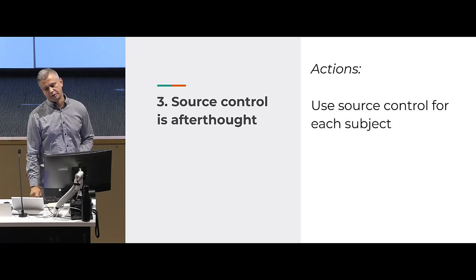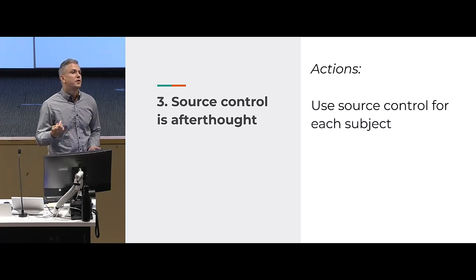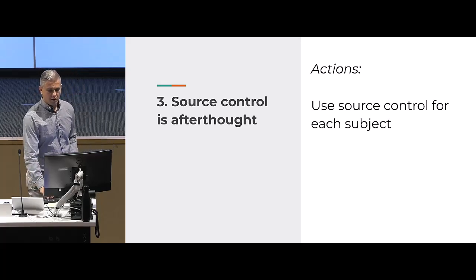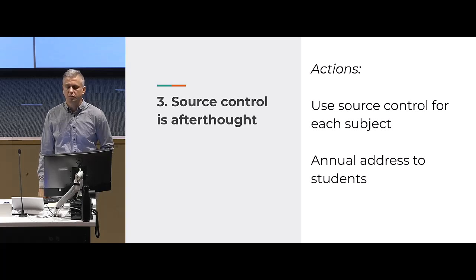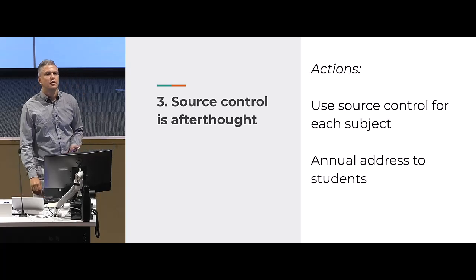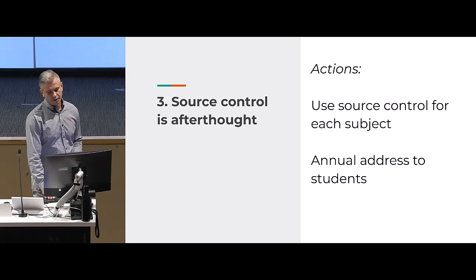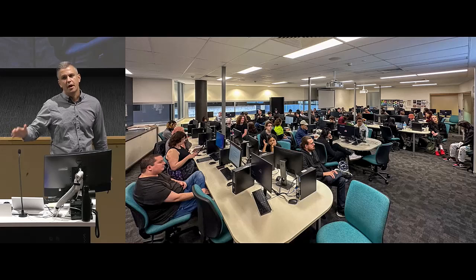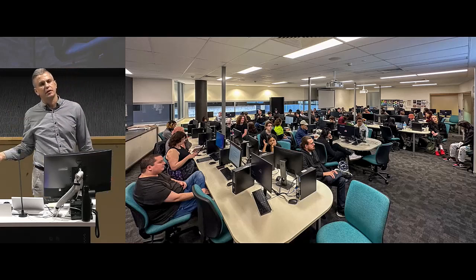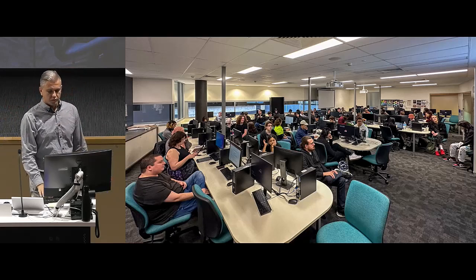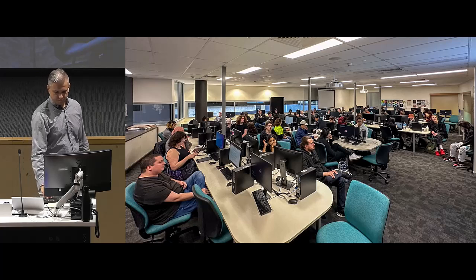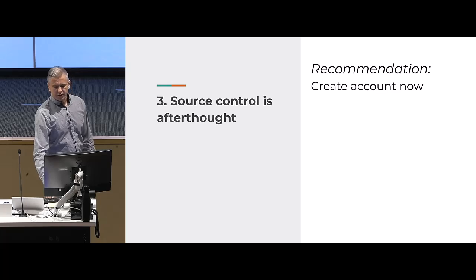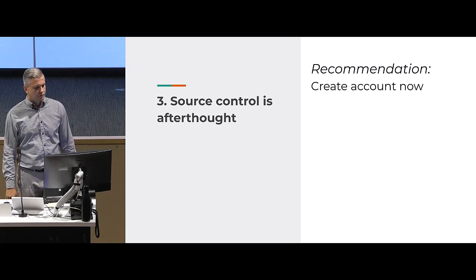So the actions I took: use source control for every subject, even if it's not a requirement. Same goes for the project. Use the source control. Put the documentation in there. And I also, for the last 2 years, did an annual address to the students, basically talking to them about what open source is, what the industry standards are, how to use meetups, and stuff like that. That was the last talk, I think, in August. Now, my recommendations for how to integrate source control.